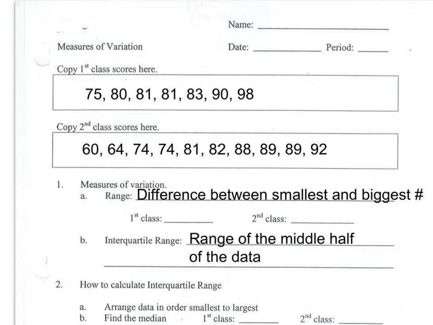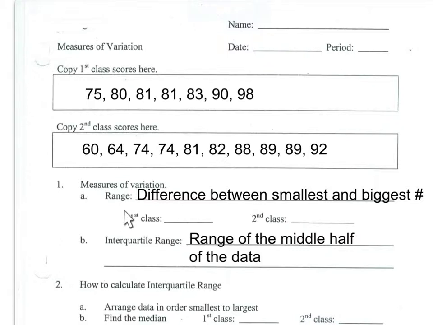The first thing you can do right now in the open spaces right there, you can just copy those first class scores from the 75 all the way up to 98, copy the second class scores, and then I also have definitions for range and what's called interquartile range. All right, let's look at the definitions here first.